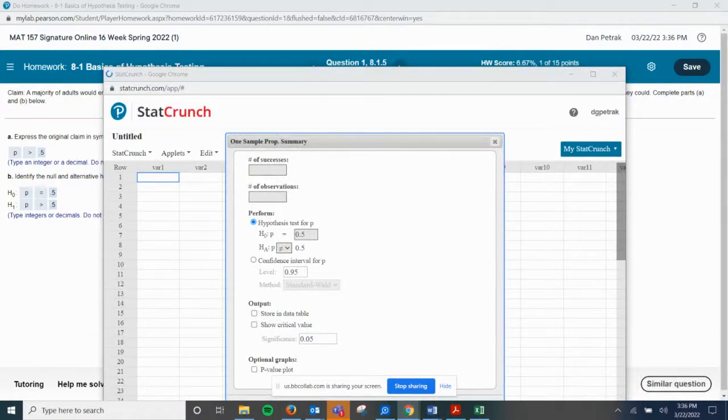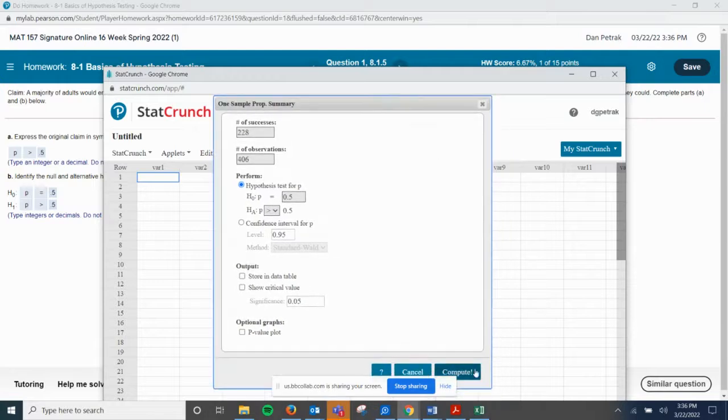0.56 times 406. Of course, that's a bogus number, so we'll do our best because it's 227.36. So let's go 228 because it's got to be a discrete number. Number of observations was 406. The null hypothesis is P equals 0.5. Our alternative is that it's greater than 0.5.